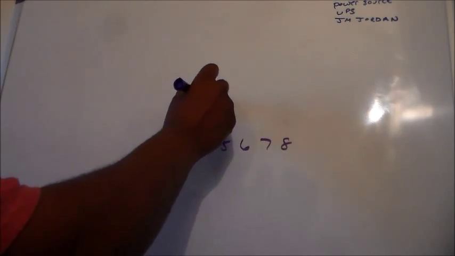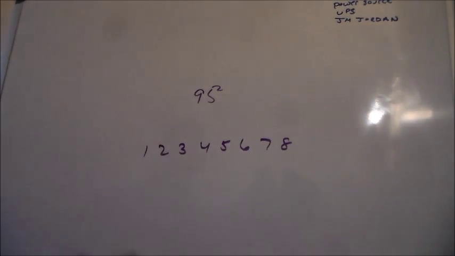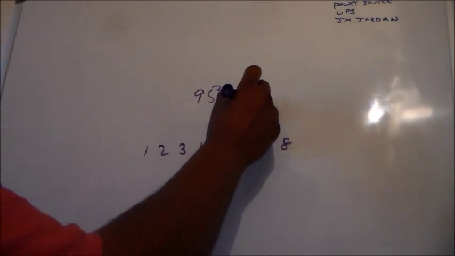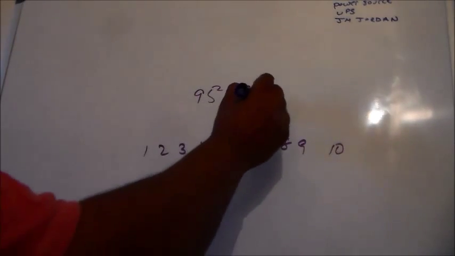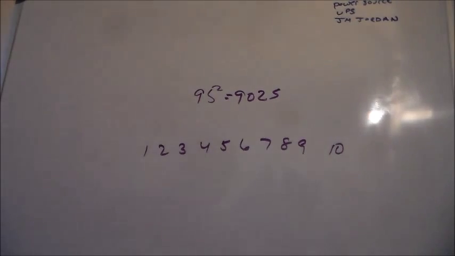Then 95 squared equals 90, because the number after 9 is 10. 9 times 10 is 90. 9025. Okay, so I think we got that down, but let's work with some larger numbers that will help us.